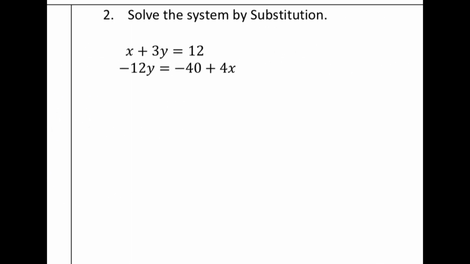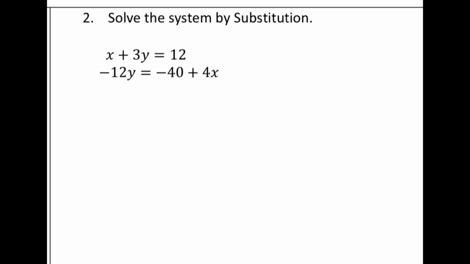Okay, number 2. This one isn't solved for anything, right? So I'm going to look through there and figure out which one would be easy to solve for. And I see x over here without a coefficient. So I would subtract 3y over here to get x by itself. Let's say it did have a coefficient, okay? And I have to look at the other equation.